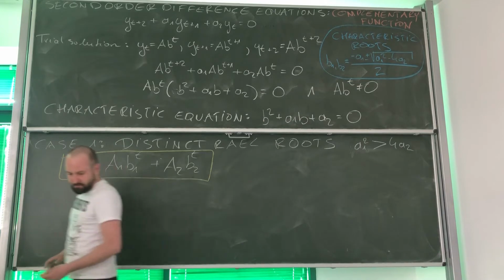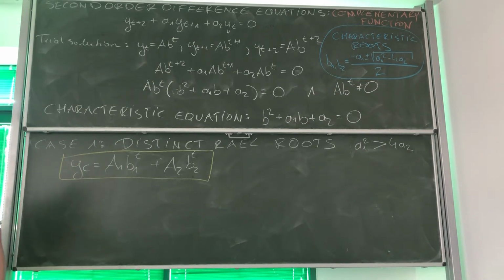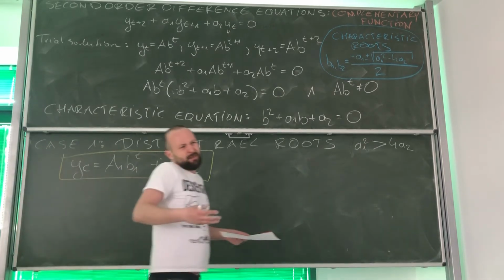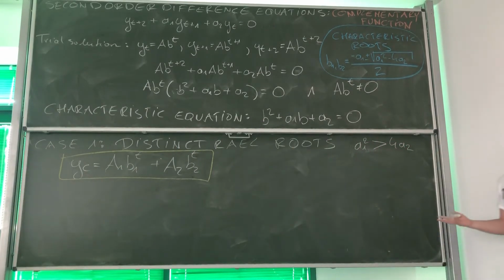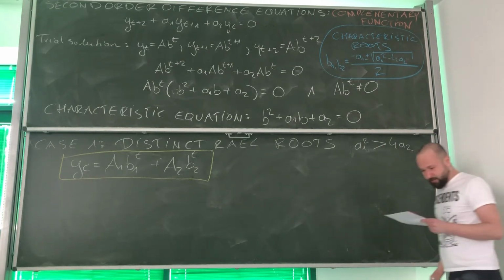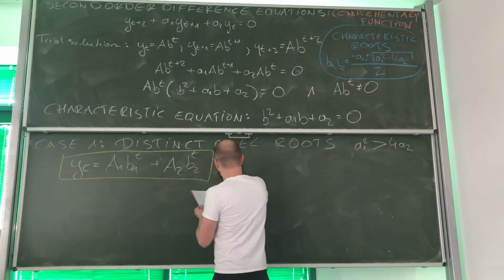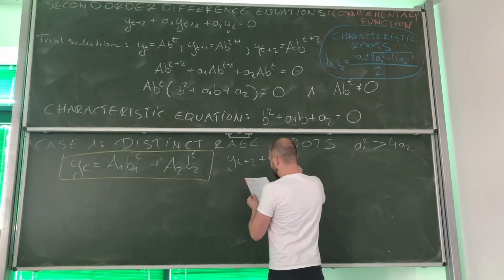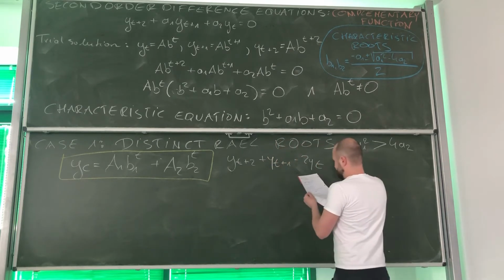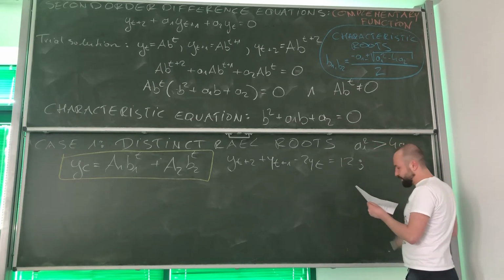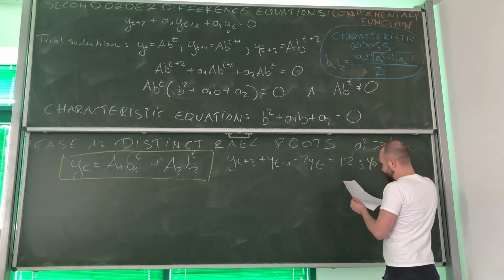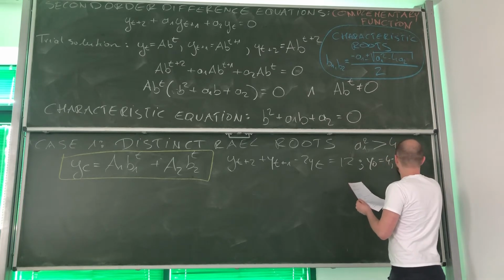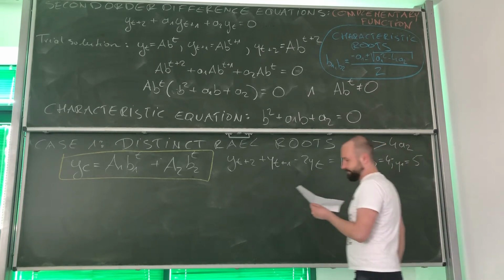Okay, so maybe let's just do an example that will allow us to understand how to deal with this, because look, there's not much new over here. As you see, we found this very, very easy. So our example goes like this. y_{t+2} plus y_{t+1} minus 2y_t equals 12. And we've got two initial conditions. y0 is equal to 4 and y1 is equal to 5.